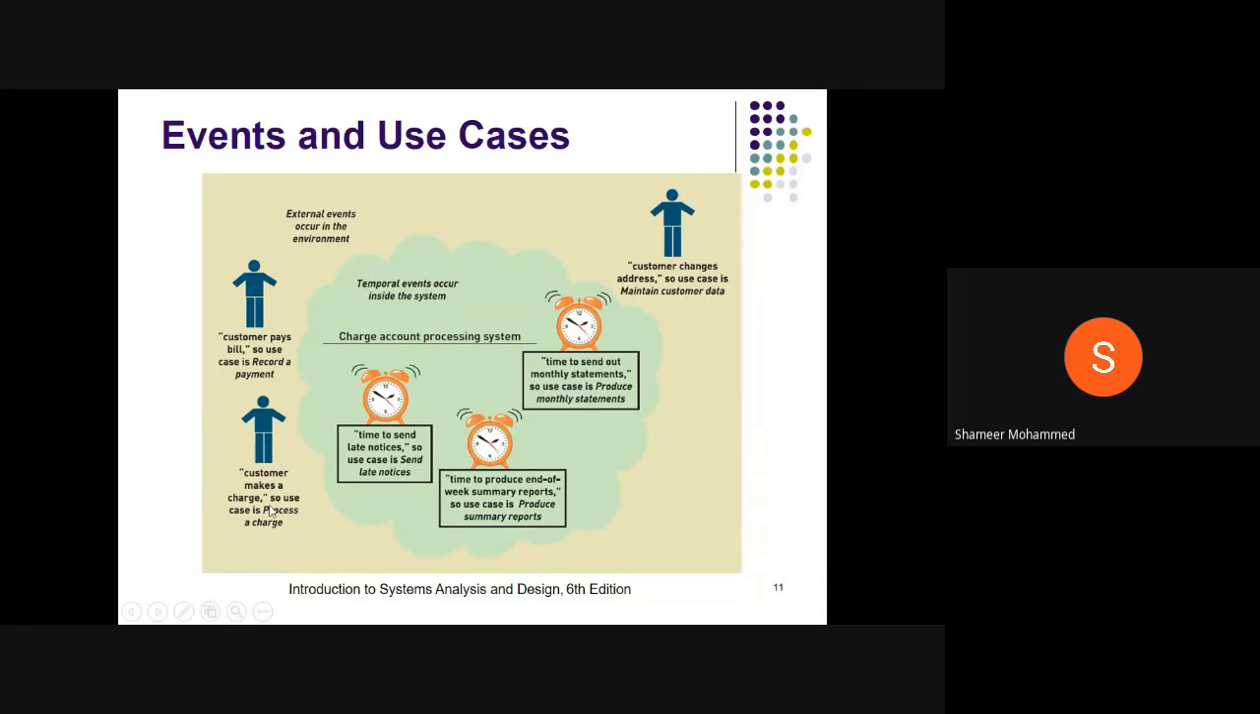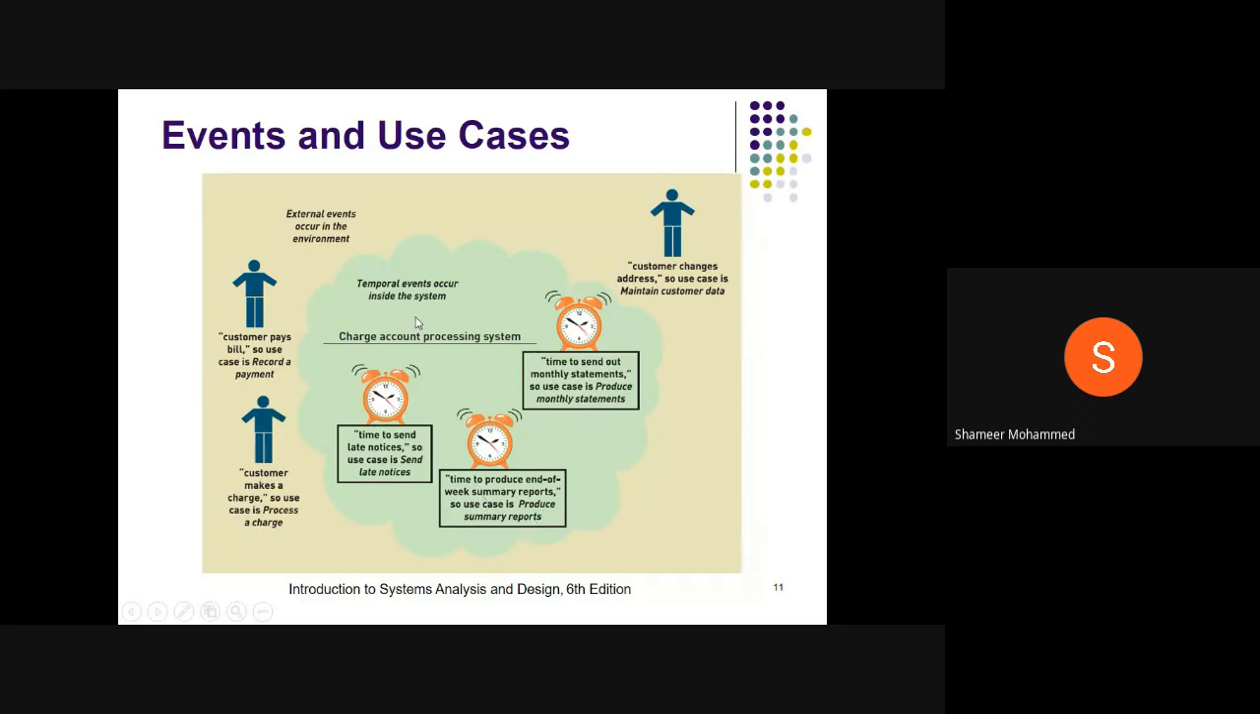Another event, see here, customer makes a charge. So the use case is process charging. Customer changes the address. That is one use case: maintain the customer data. So these are the events. Time to send out monthly statements, the monthly bill. Time to send notice to the customer. If you don't pay the electricity bill, I will cut the connection. No electricity, no water. So reminders. Every week or every month you will get some SMS.